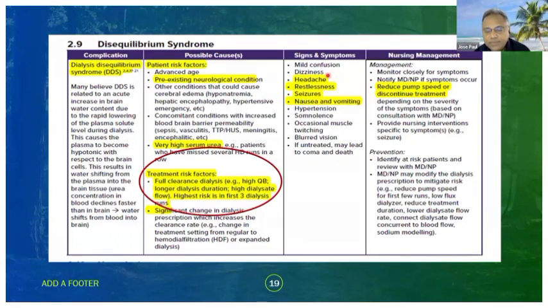Now, coming to the symptoms and signs, the patient can have headache, restlessness, seizures, nausea, and vomiting. So how do you manage? Reduce the pump speed or discontinue treatment, and you have to closely monitor. You will have to get the help of the medical personnel, as it most often requires close monitoring of neurological signs. So this is in general about dialysis disequilibrium.